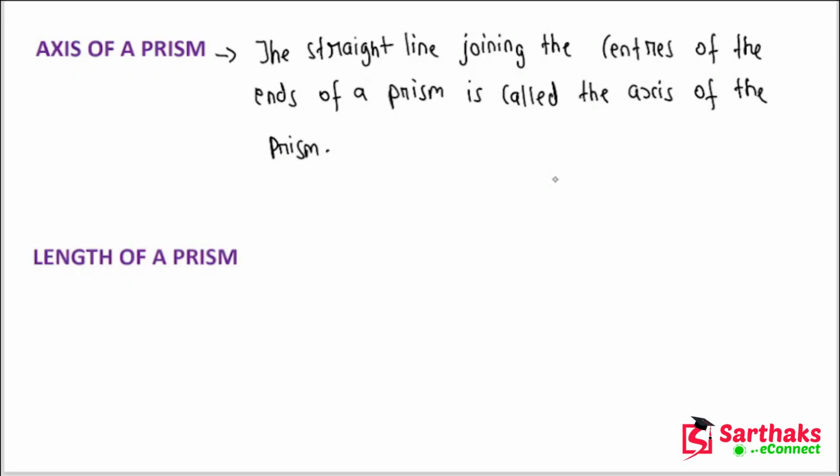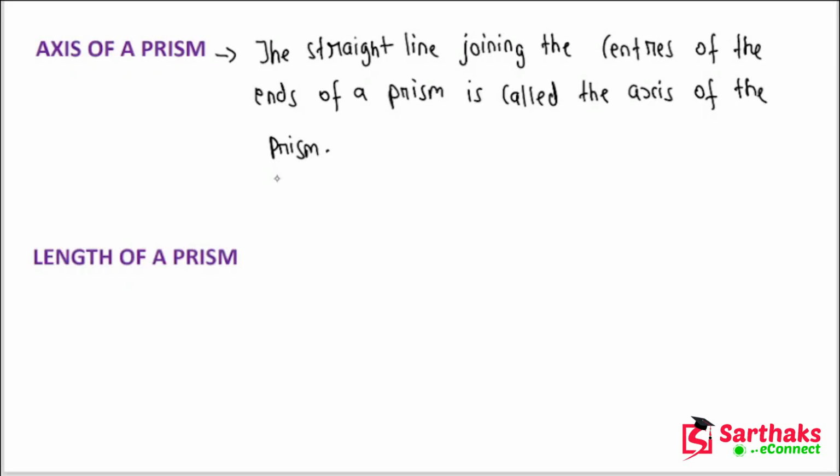Now you can clearly see, if we have to draw the axis, then it means we are talking about the ends, the bases. The center of ends means the center of bases. If you join the centers of the bases together, it will form a straight line, which would be parallel to the height if it is a right prism. And if it is not a right prism, if it is an oblique prism, then it will be somewhat inclined.